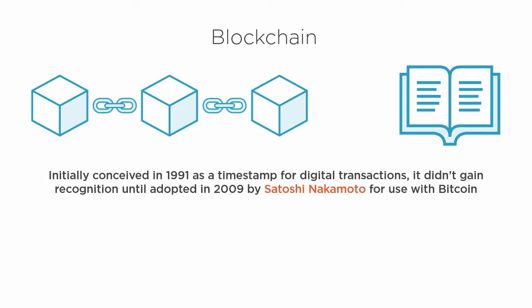Blockchain was actually initially conceived way back in 1991 as a timestamp for digital transactions. However, it didn't really gain any recognition or acceptance until it was adopted in 2009 by Satoshi Nakamoto. And I have his name highlighted here because we don't really know if he's a real person, if it's a pseudonym or a group of people. No one seems to know for sure. But it was developed by Satoshi Nakamoto for use with Bitcoin.